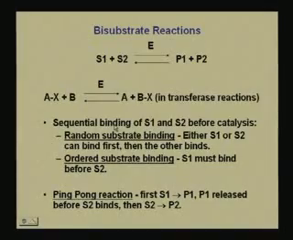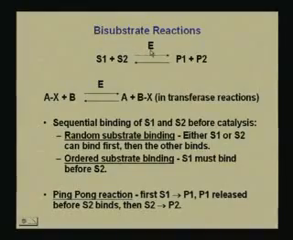Now you recognize that we can have sequential binding. What does that mean? It means that the enzyme can bind S1, then bind S2. How can this sequential binding be? It can be of two types. It can be random, where the enzyme can bind S1 or it can bind S2 first. Or we could have ordered binding. What does that mean? Ordered binding means there is a definite order in which the substrates have to bind for the reaction to go on.